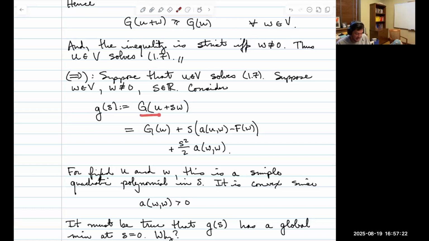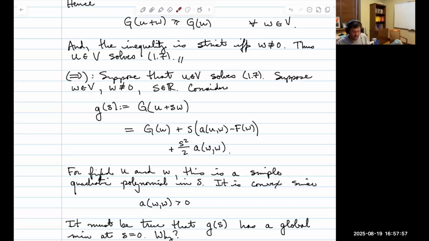Well, I can expand this the way I did before. And it's not too difficult to see that what I get in collecting terms is G(U) plus a quadratic term, S squared over 2 A(W,W). I also get this intermediate term here, which is just S A(U,W). I'm using the symmetry and bilinearity of A and the linearity of F, and I'm gathering these two terms together.